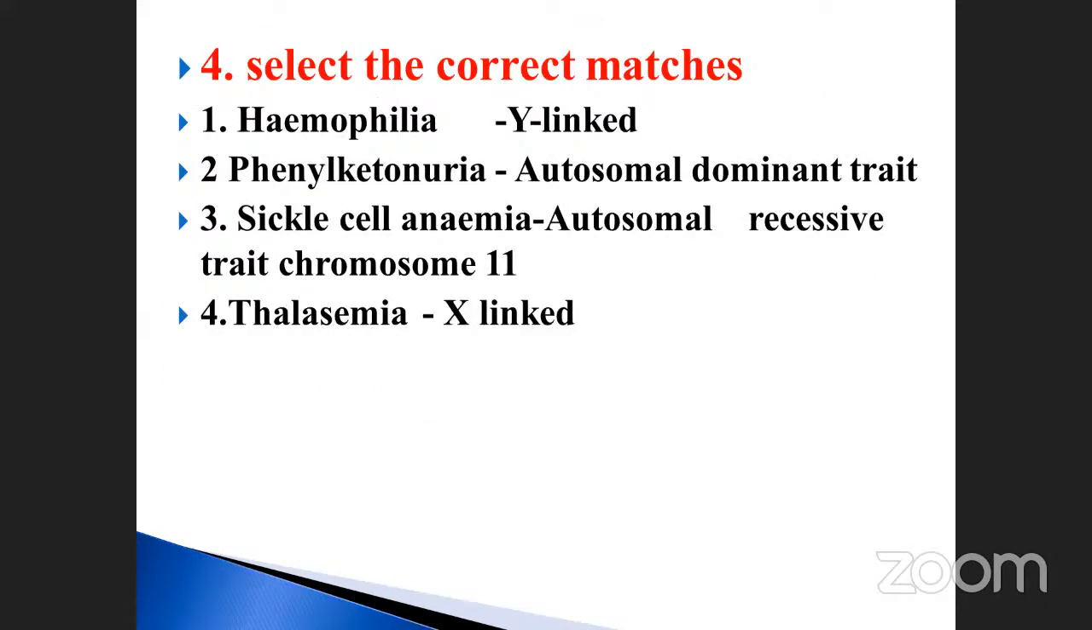The next one is select the correct match. Already we studied hemophilia, phenylketonuria, sickle cell anemia, and thalassemia. Mostly these are the X-linked ones. So do you have any doubt in this area? Which one can you easily fix? Which is correctly matched? See the solution.